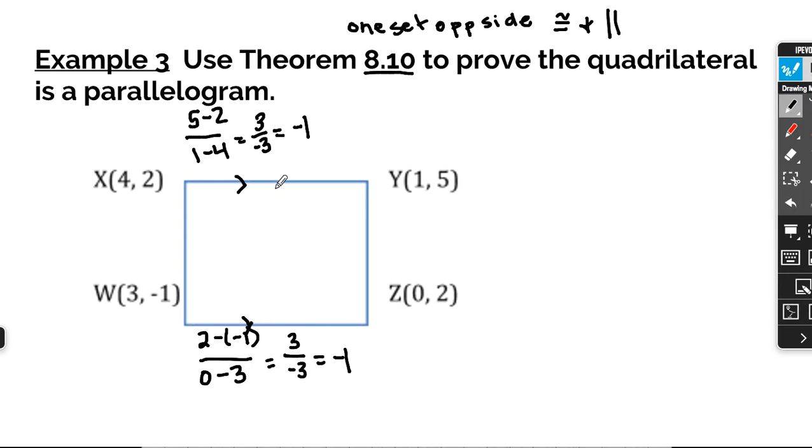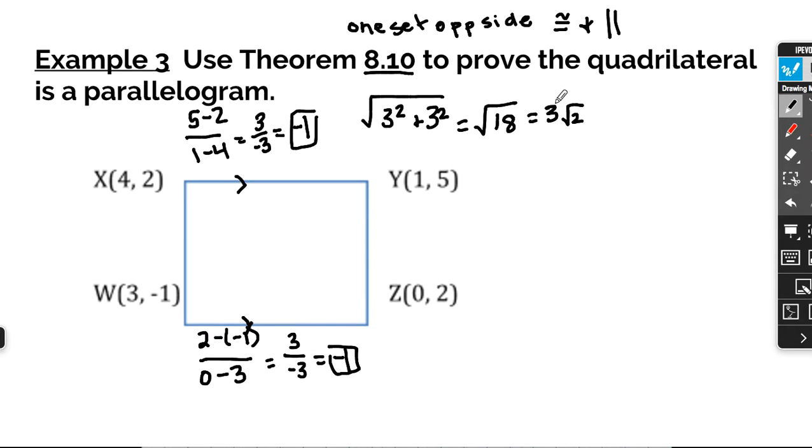To prove that this is a parallelogram, I need these to also be congruent if I'm going to use 8.10. We got that our slopes are the same. Now let's check our distances. For my horizontal piece to go from 4 to 1, that's 3 numbers. And to go from 2 to 5, that's also 3. So that's 9 plus 9, which is 18. We've already reduced this radical in the previous problem, and we know that it reduces to 3 radical 2, because 3 is the square root of 9, and 9 times 2 is 18. So we need this other one to be the same.